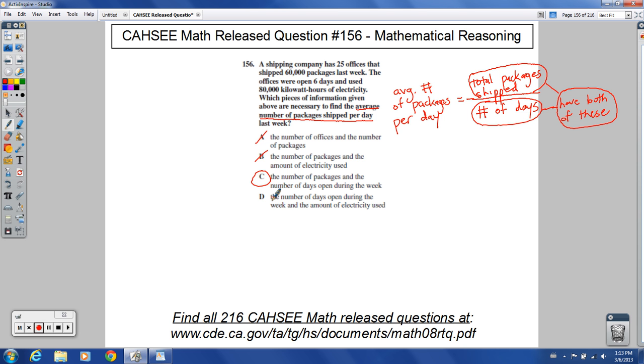And so choice D, let's just make sure that is incorrect. The number of days open during the week and the amount of electricity used. Again, there's the electricity. That's not going to have a bearing upon how many packages per day we have. So choice D is incorrect. Number 156, choice C is the correct answer.